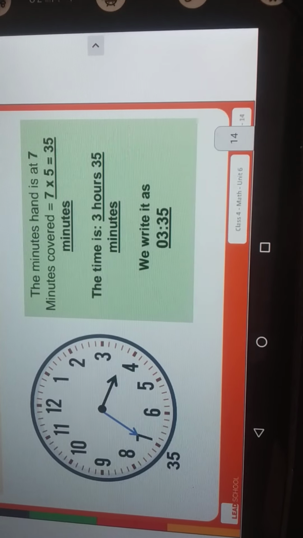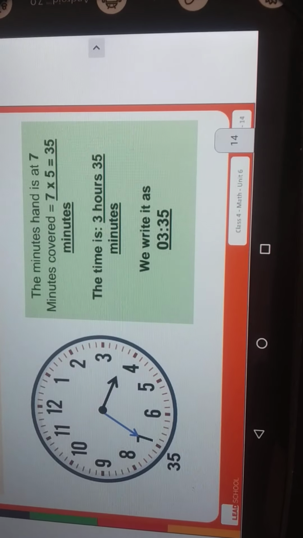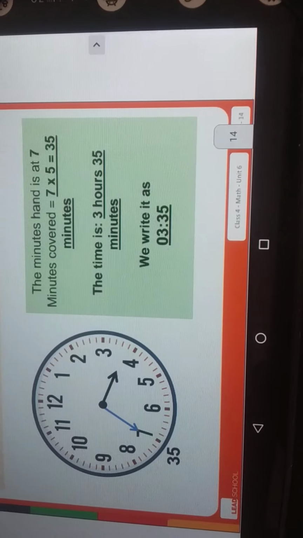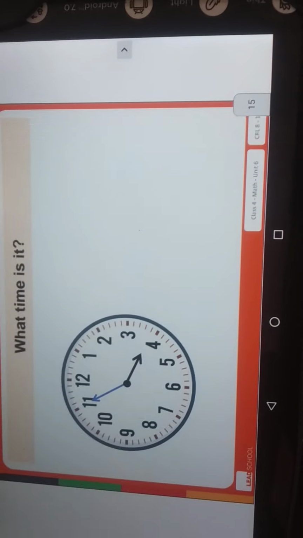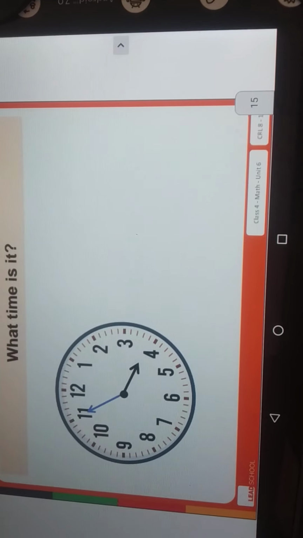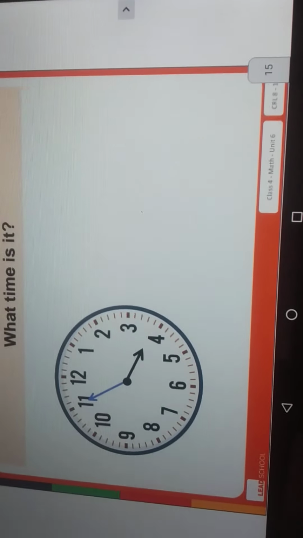What is the time there? 3 hours and 35 minutes. We write it as 3:35. 3:35. What time is it? So in that, now we'll check whether we are correct or not.